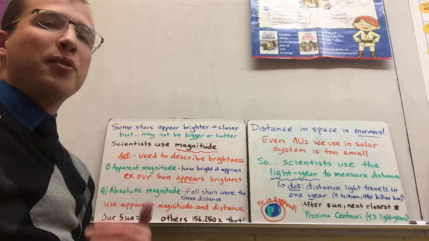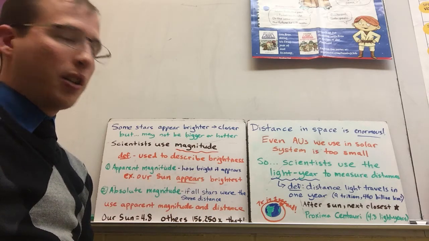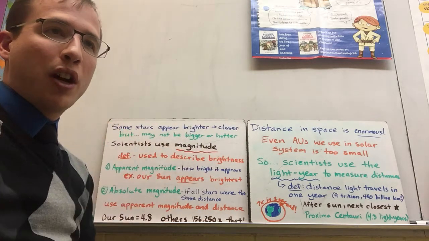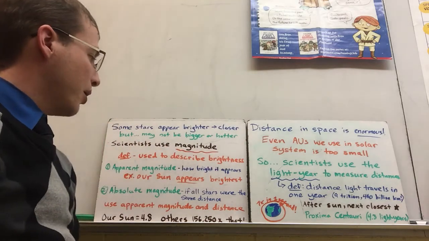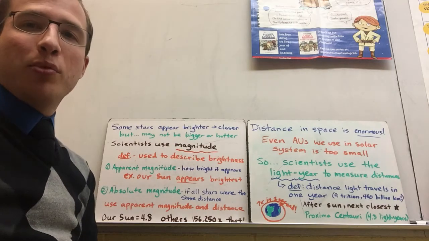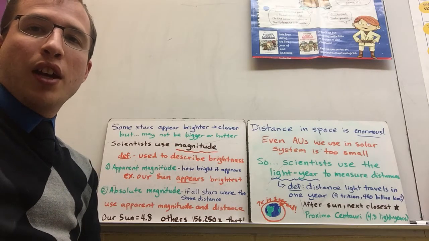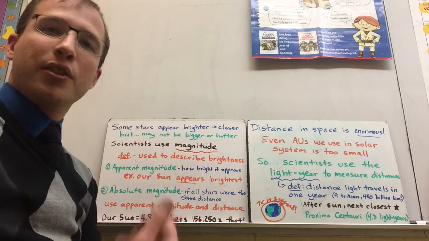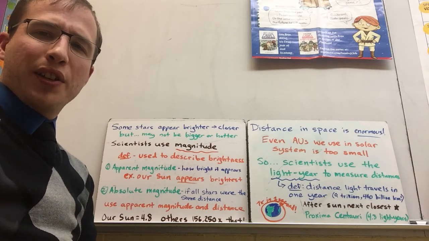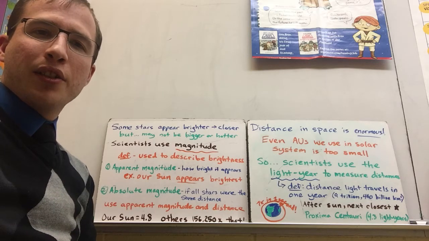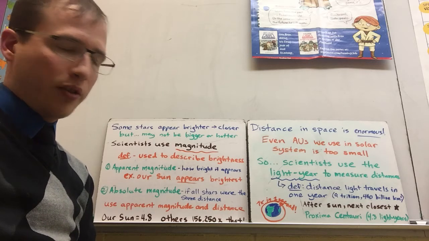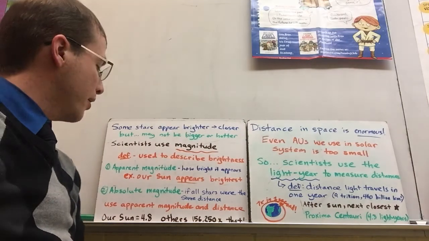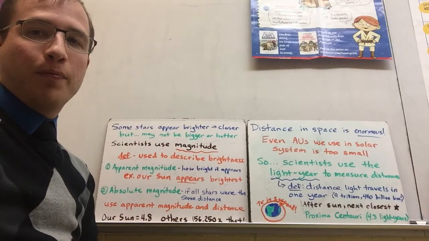Now we have two types of magnitude. One, which we've talked about already, is the apparent magnitude, how it appears to our eyes, okay? So it's how bright it appears. And an example is our sun. Our sun has a really high apparent magnitude. It appears really bright to us. But is our sun the hottest or the biggest star in the sky? Not really. So scientists use a term, absolute magnitude, okay?